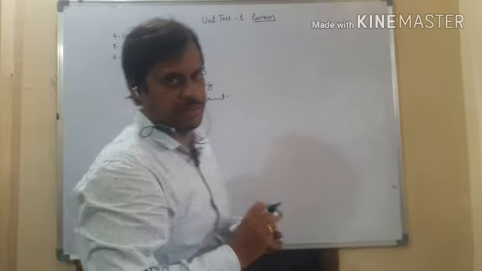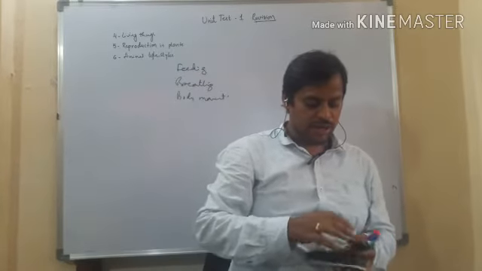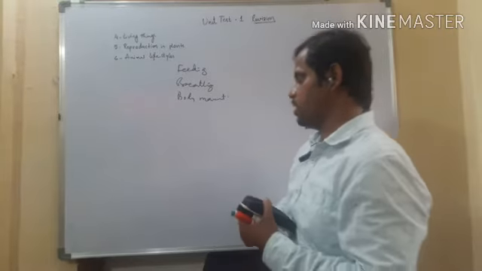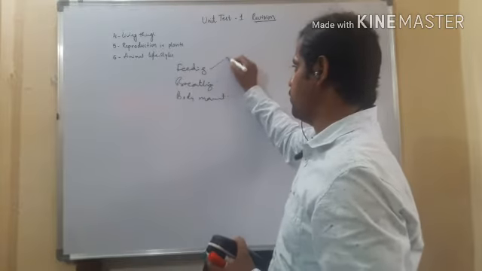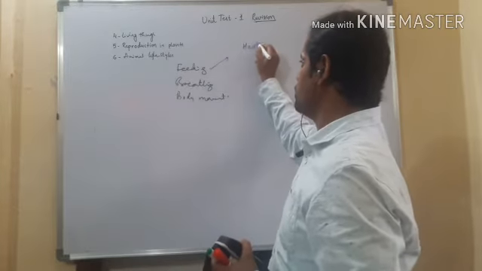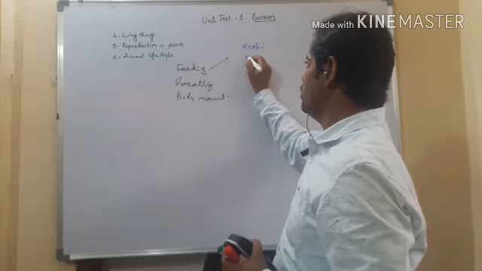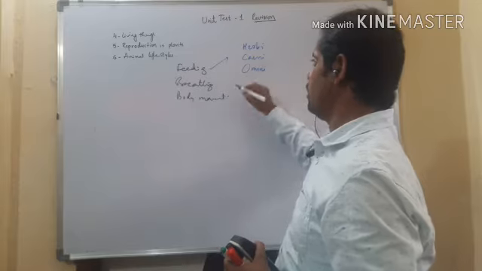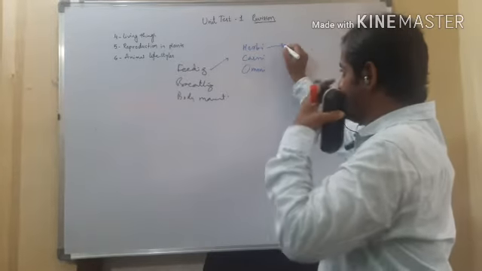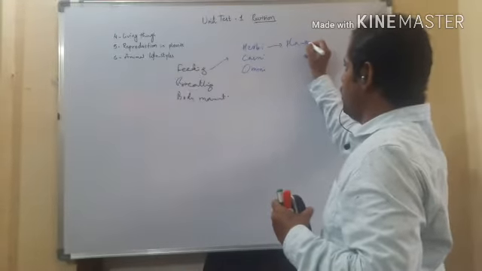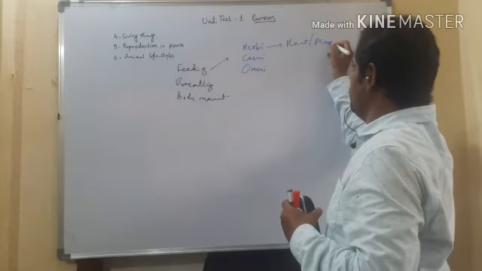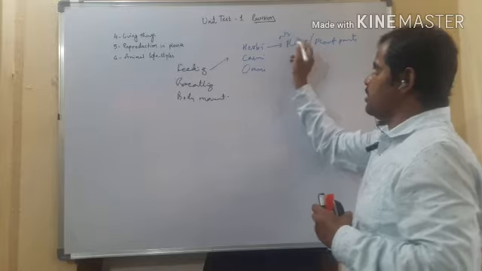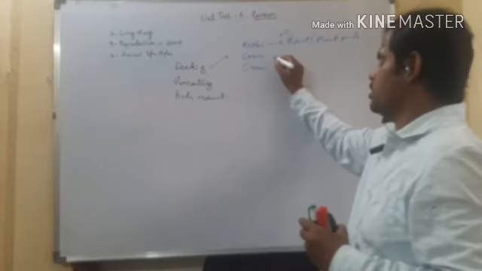Now come to feeding. Here, according to the food taking process, the animals are divided into three types, depending upon food habit. They are herbivorous, carnivorous, and omnivorous. What are called herbivorous? Herbivorous means plant or plant parts. Only plant or plant parts eating animals are called herbivorous.